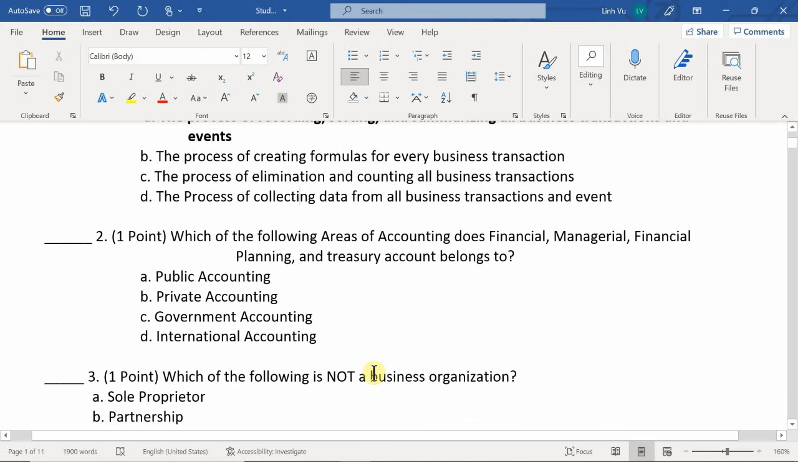Number 2: Which of the following areas of accounting does financial, managerial, and financial planning and treasury accounting belong to?